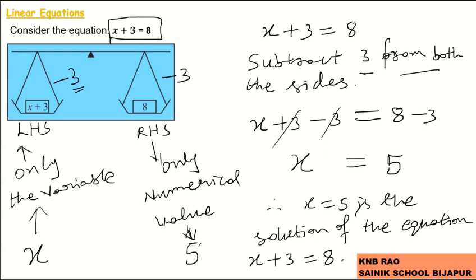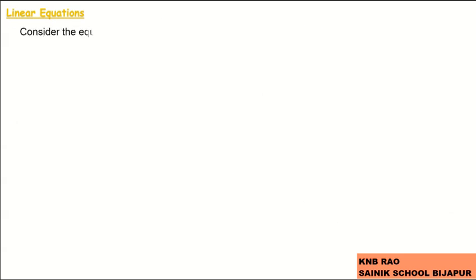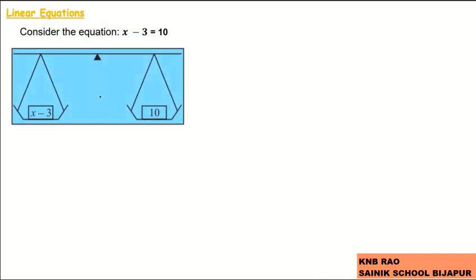Students, let us look at one more example. Here, consider the equation x minus 3 equals 10. It means, as per physical balance, it looks like this, and how do we solve this? We will solve x minus 3 equals 10.